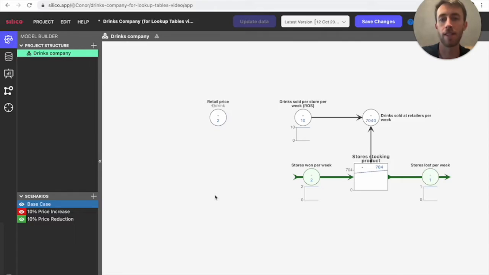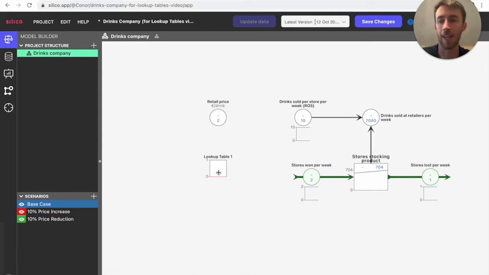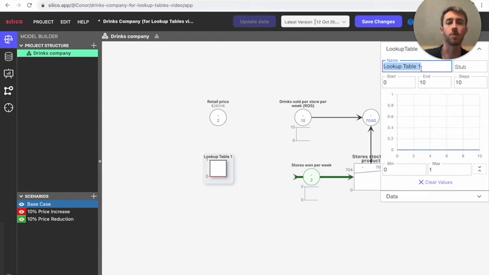So the next stage is to introduce the lookup table. To do that, we right click here and we select create lookup table, or we can use the shortcut of pressing L. And what this is going to do is specify a given rate of sale for a given retail price. So we can call this lookup table. Click in here, we see the inspector, which is different to the inspectors that we have for variables. And we'll walk you through step by step now what each of these things mean essentially.